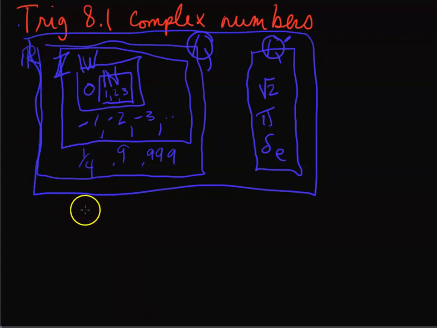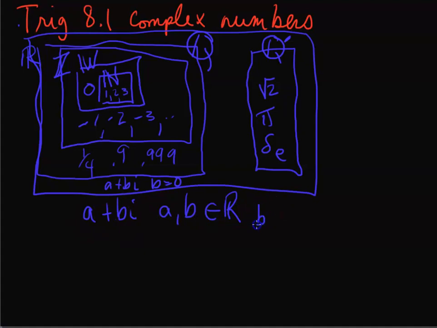Now, if you want a number that looks like a plus bi, you could say a and b are elements of the reals. You could say, aren't those real numbers? Yes, they are. If b equals 0, then this part, they call this the imaginary part, disappears and you just have a, which is the real number.